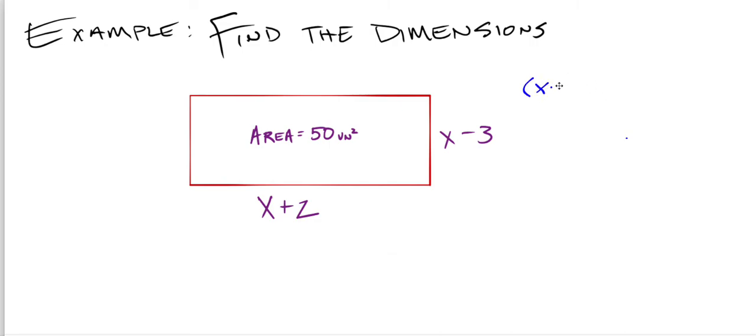So we've got x minus 3. Yep. Times x plus 2. X plus Z. Yeah, x plus z. I know. My handwriting is great. I understand. Equals 50. Because I know when I multiply those two, I get the area, and the area is 50.